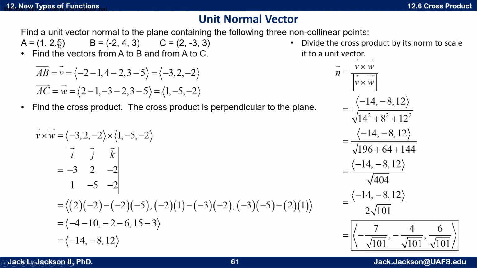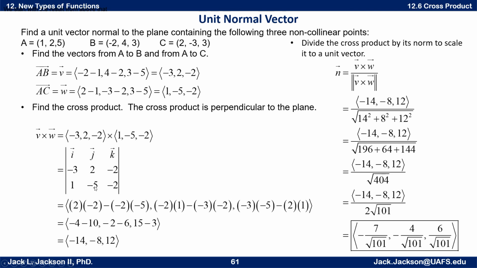And the vector from A to C, let's call that w. It then would be 2 minus 1 is 1, -3 minus 2 is -5, and 3 minus 5 is -2. So there's vector w. Now just find the cross product between vectors v and w. And I did it in the order v, then w. So here it is in sort of the determinant form.